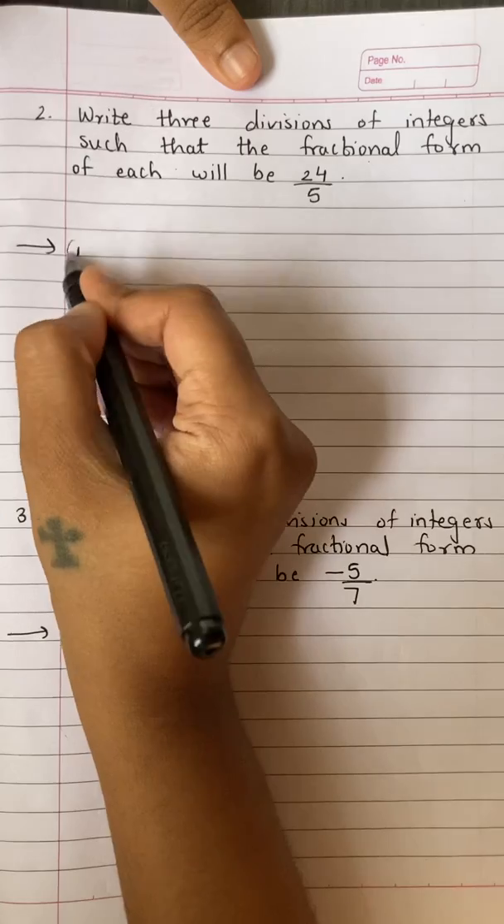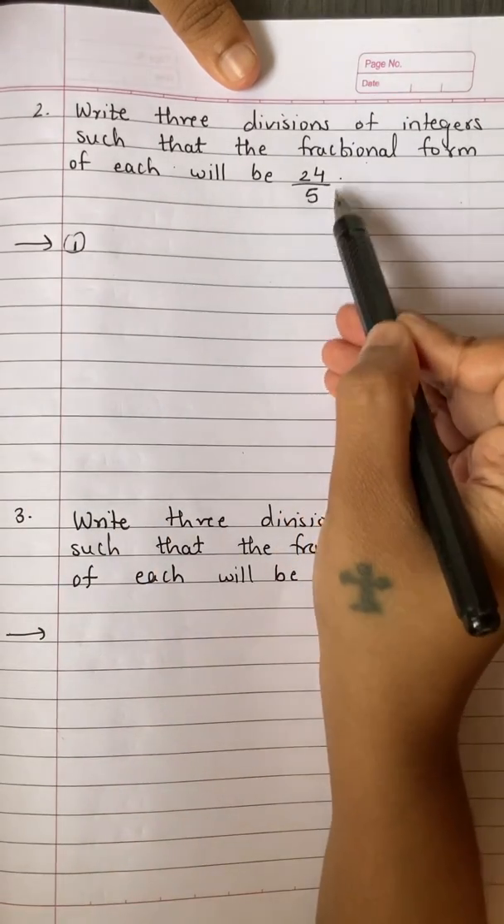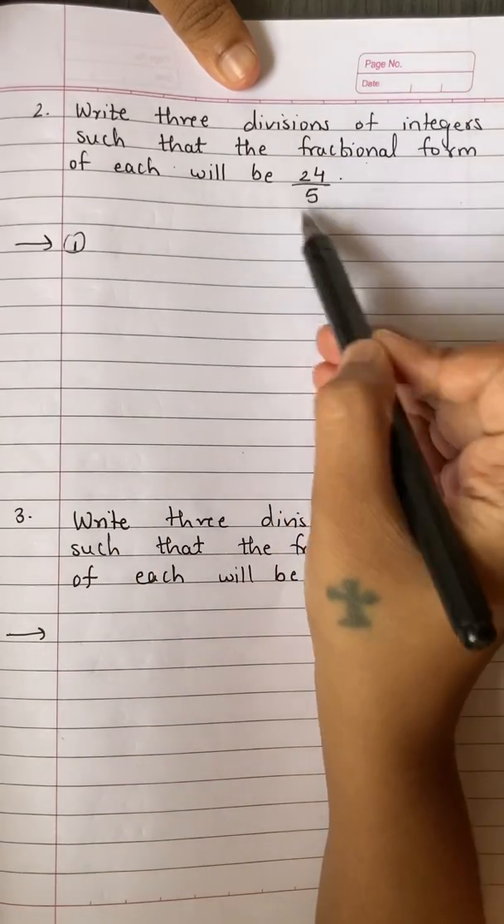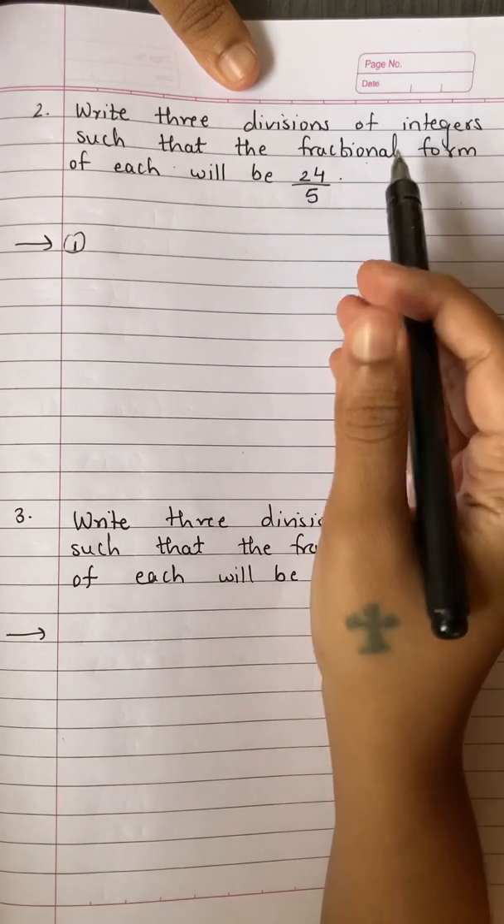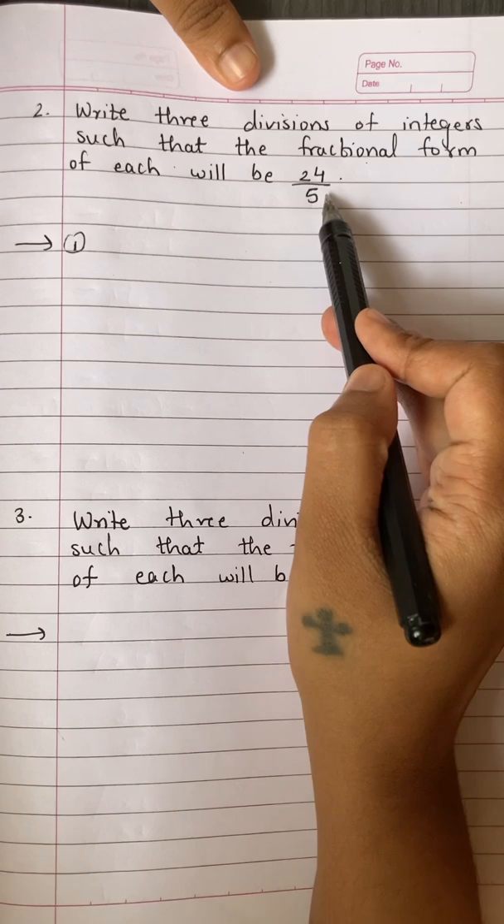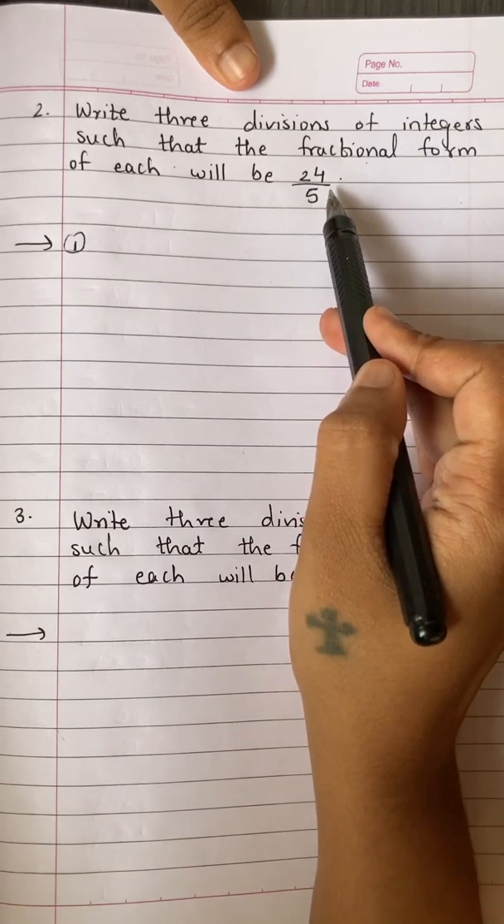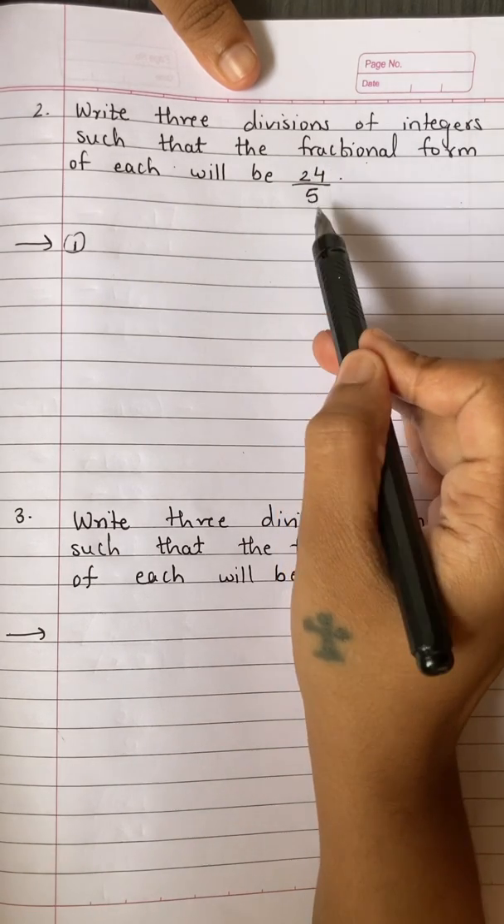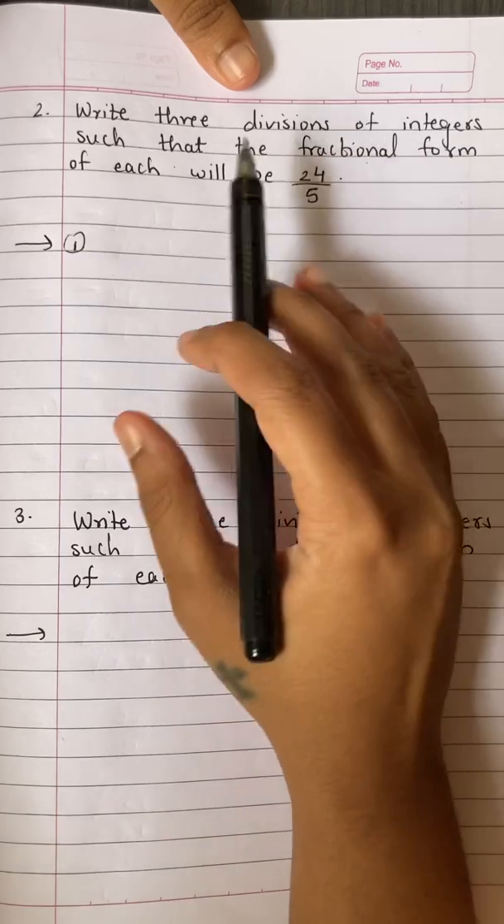First thing is, we have to write down a fractional form 24 upon 7. This is also a fraction. So we have to write something else, numerator and denominator, such that after doing division, we'll get the same number 24 upon 5. So it is very easy.